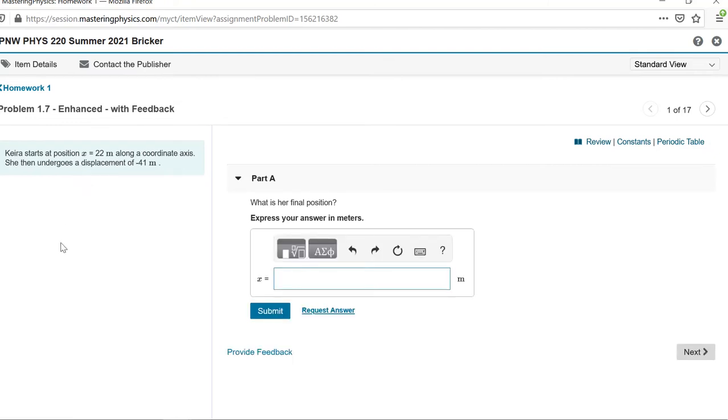Okay, Kiara starts at 22 meters along the coordinate axis, so that's her location. She undergoes a displacement of minus 41. That means she moves to the left by 41 meters. What is her final position?